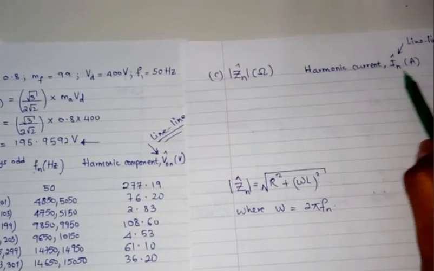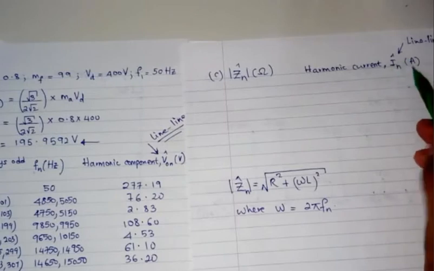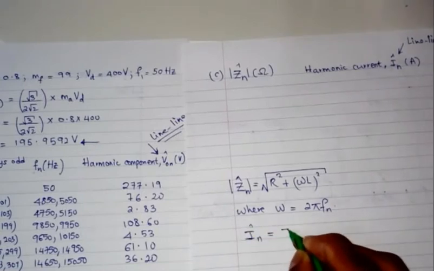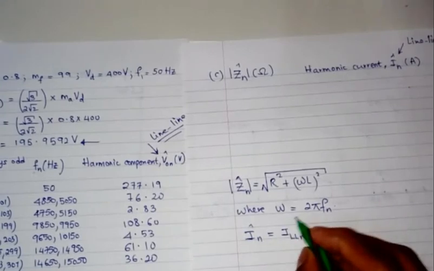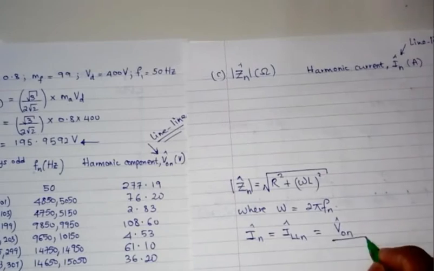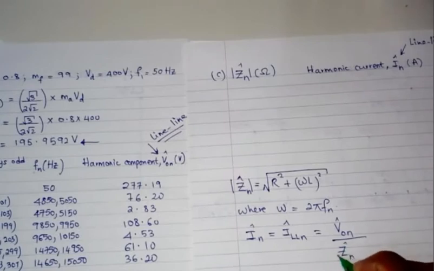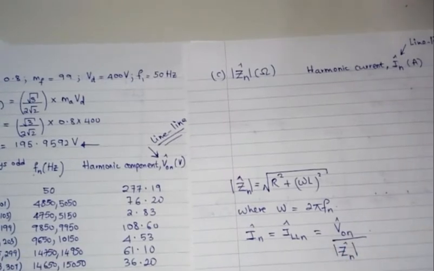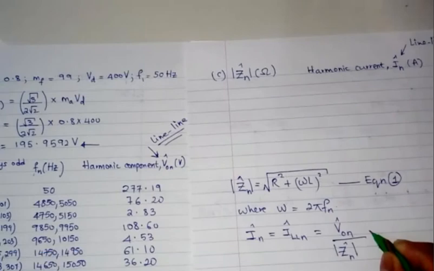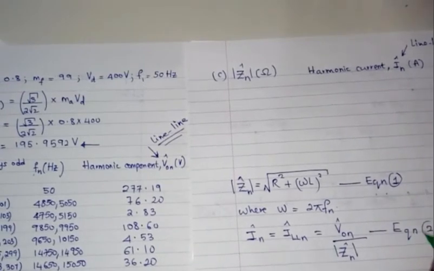And for the value of the harmonic line-to-line current, which is also equal to I LLN, it equals V naught N divided by Zn. This is equation 1, and this is equation 2.